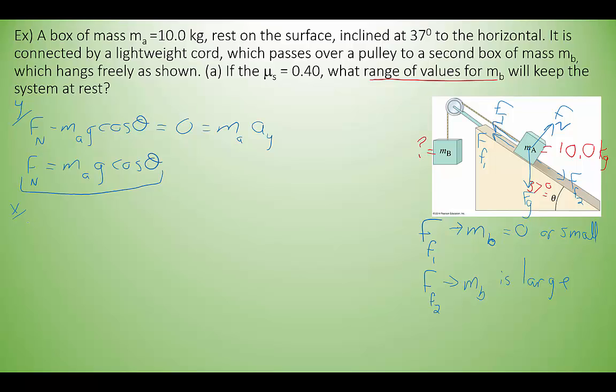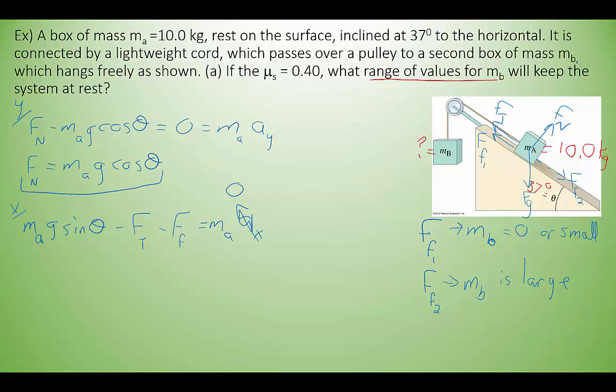We have the following situation where MAG sine theta minus the tension force minus the force of friction is going to be equal to MA times the acceleration in the x direction. For this particular case, we want the acceleration in the x direction to be 0 because we don't want it to go anywhere, right? We want to keep the system at rest. So we want this to go to 0.